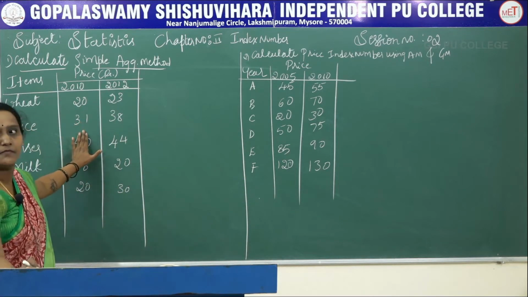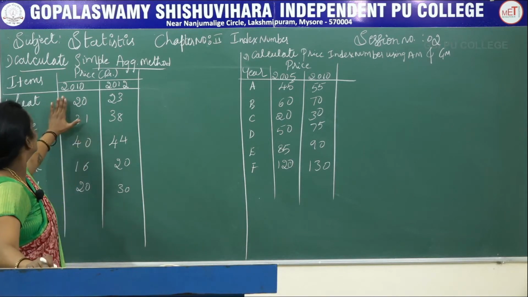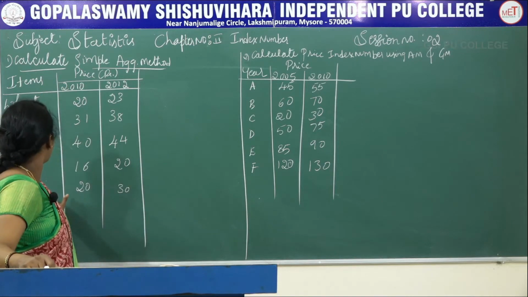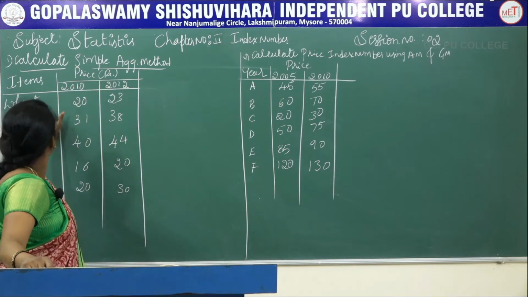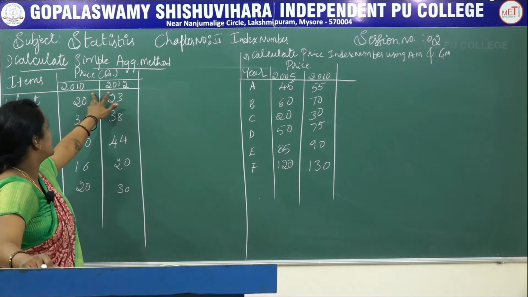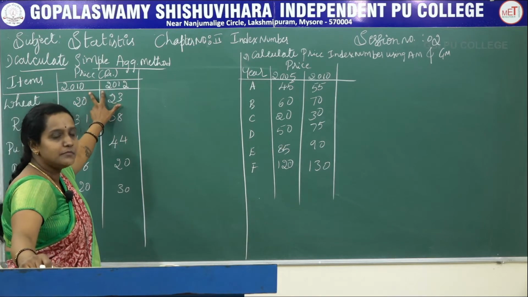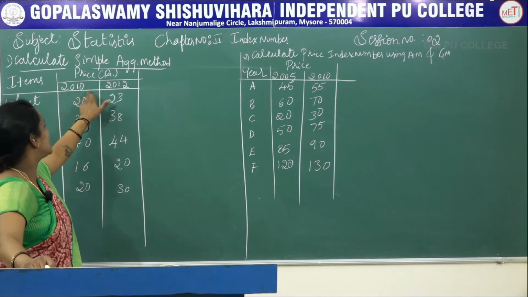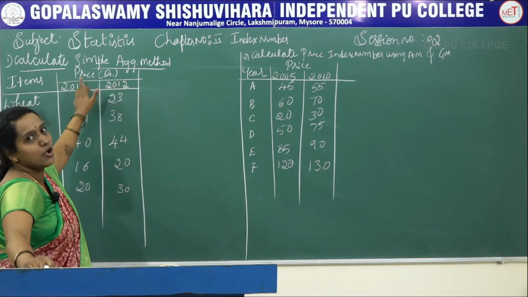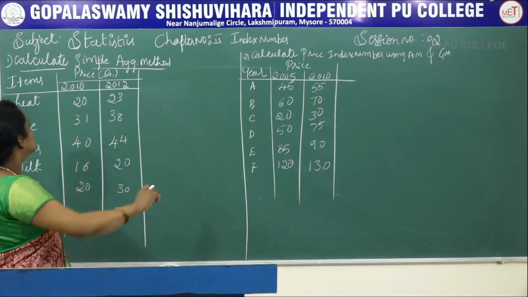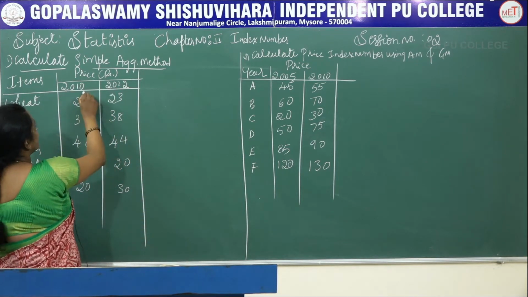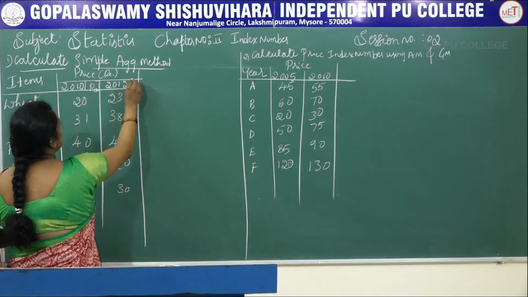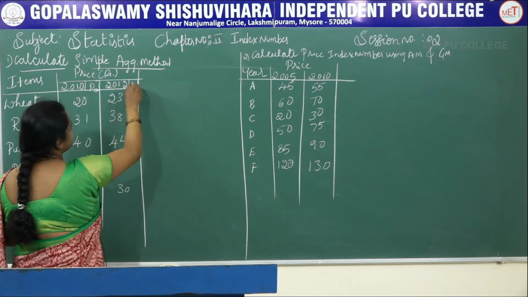This is the problem we are having. In this problem we are having items, that is our day-to-day life items, and the price of each item with year. Here we are having the 2010 and 2012 prices of these items. So the 2010 price we will denote as P0 and this is P1.